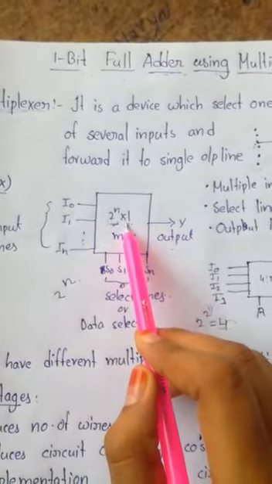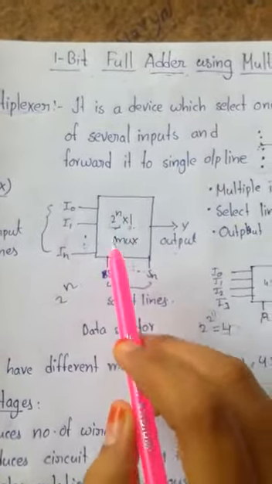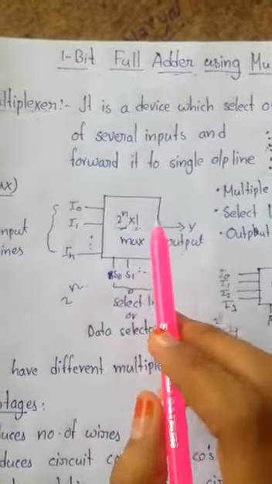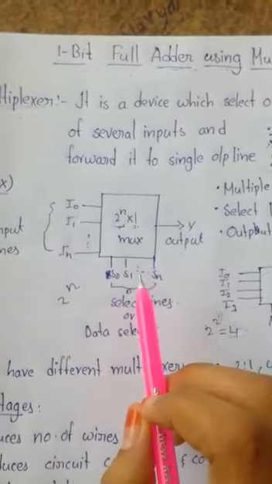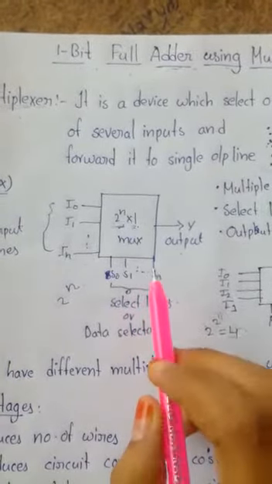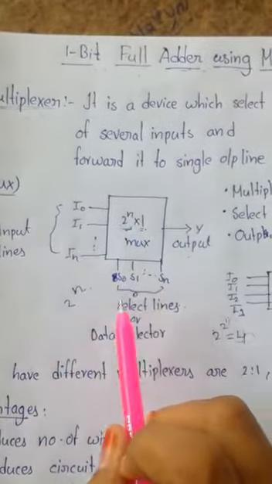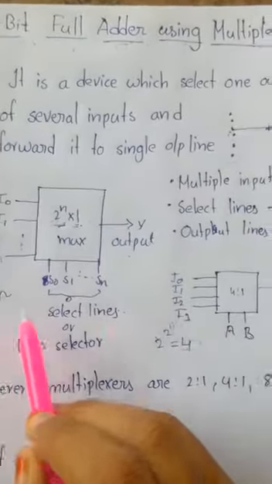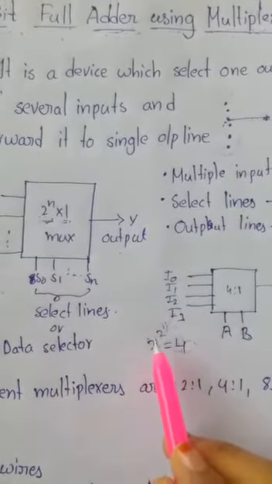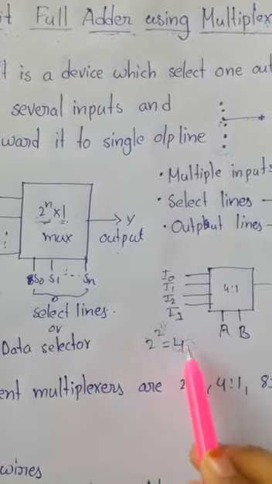Now we may have a doubt about which input is taking the output, and this is determined by the select lines. Select lines will decide which input goes to the output. The relation between the input lines and select lines is 2 power n. For example, if n is equal to 2, we get 4.